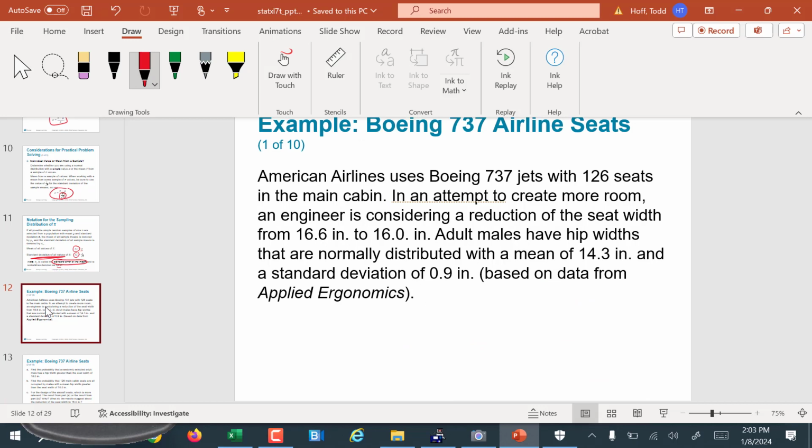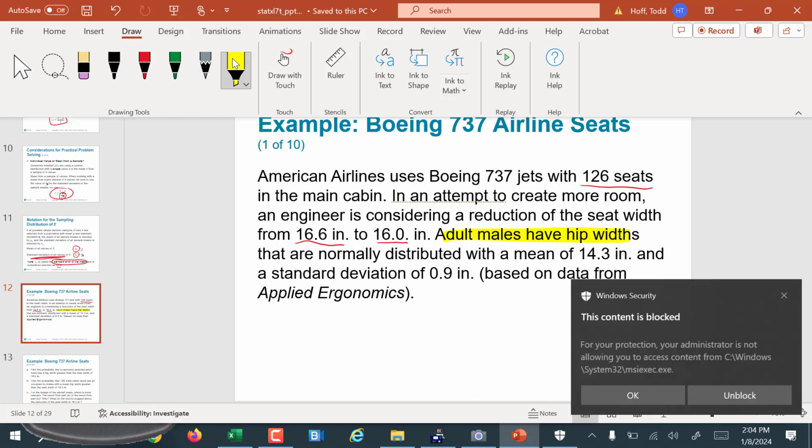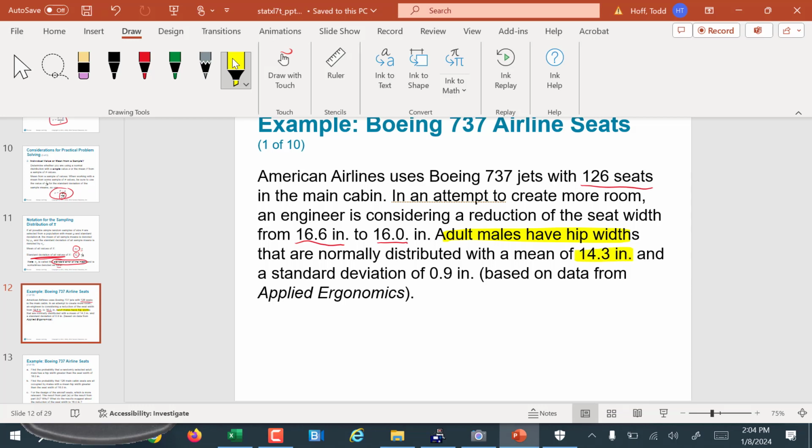So, an example we're going to look at: Boeing 737. Their planes have 126 seats in the main cabin. In an attempt to create more room, the engineers are playing with the idea of reducing the width of the seat from 16.6 inches to 16 inches. 0.6 of an inch doesn't sound like a lot of reduction in width. We have the information that the average male, we're assuming males are larger on average than females here, so we're going to use the average male hip width, is 14.3 inches wide with a standard deviation of 0.9 inches.